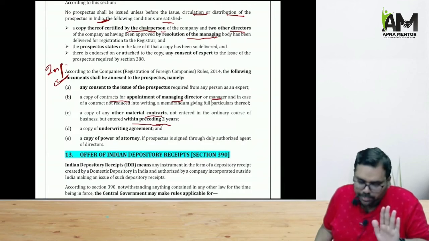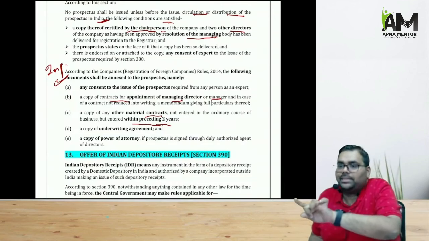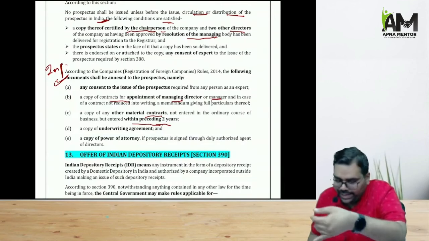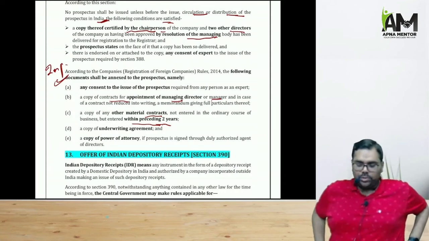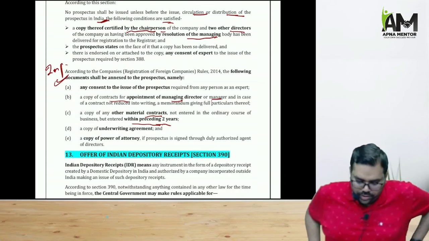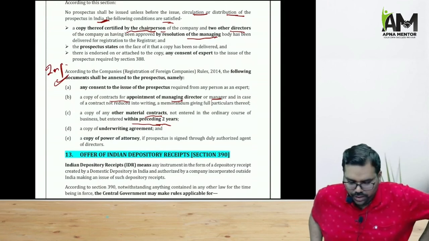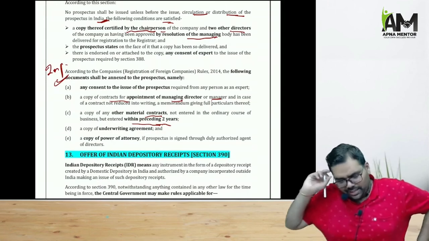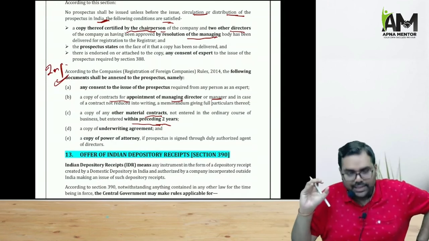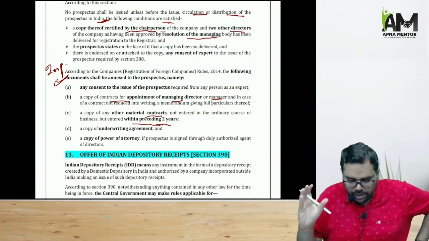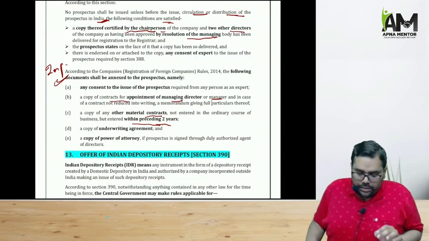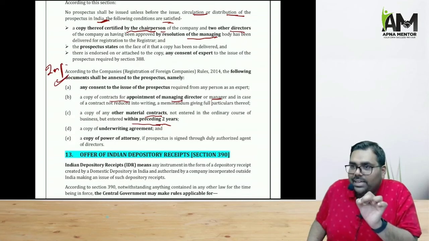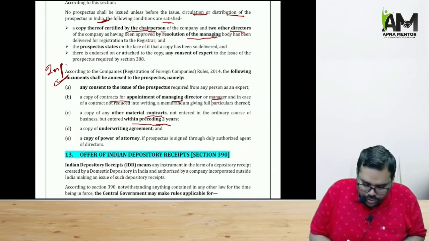So first tell me, what are the documents to be annexed with the prospectus? Then I'll be telling you the underwriting agreement thing. What are the 5 things? Consent to the issue of prospectus, copy of contracts for appointment of MD or manager, copy of material contracts entered in the last 2 years, copy of underwriting agreement, copy of power of attorney if the prospectus is signed by the agent of directors. Now, what do we mean by underwriting agreement? I'm telling in short.